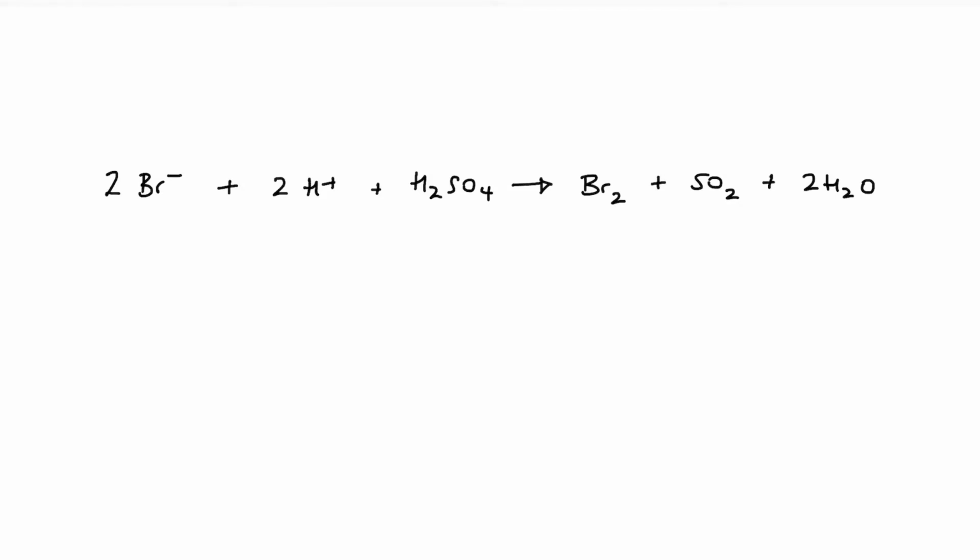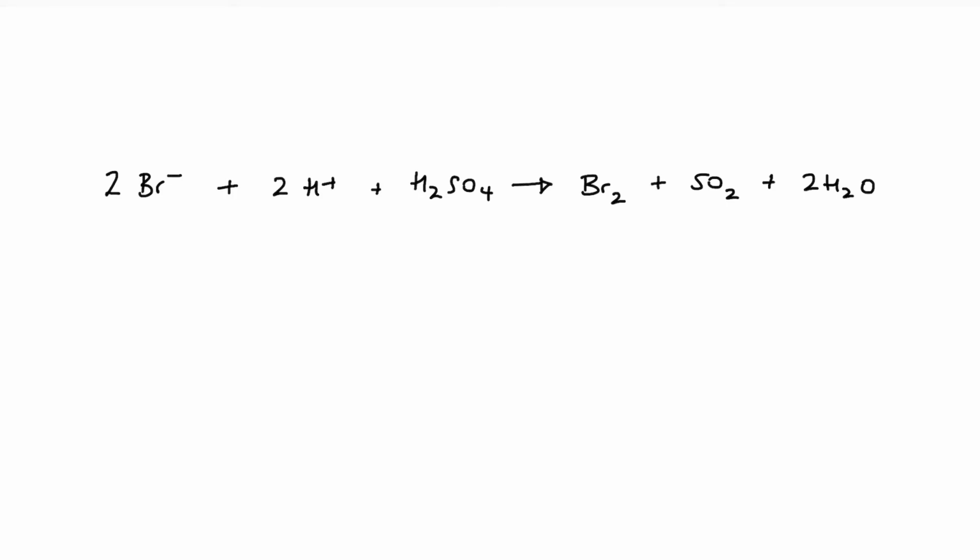I'm going to show you here how you can use the idea of oxidation states or oxidation numbers to work out during a reaction what has been oxidized and what has been reduced. So I have a fairly complicated equation here. Let's start by assigning oxidation states.